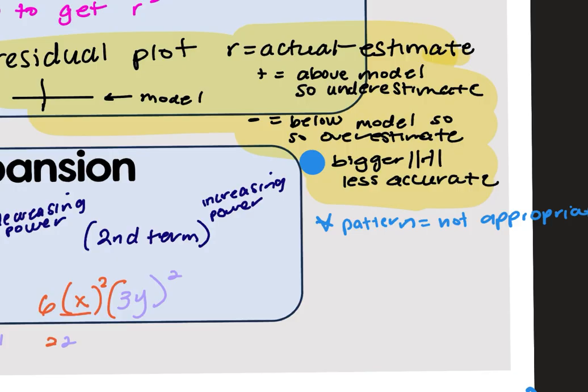So if the dots form a linear pattern, it would not be appropriate. A quadratic pattern, it would not be appropriate. A cubic pattern, anything like that, it would not be appropriate. So I'm going to show you an example of one of those.